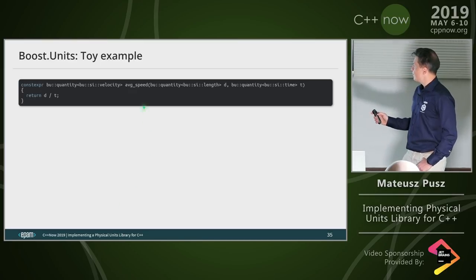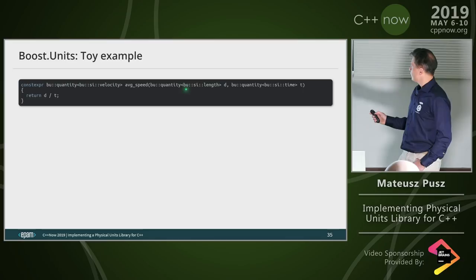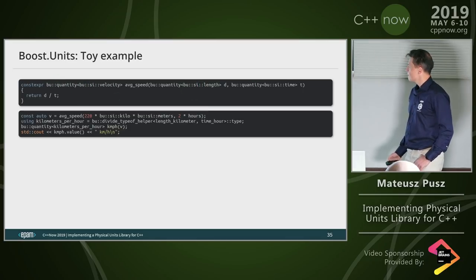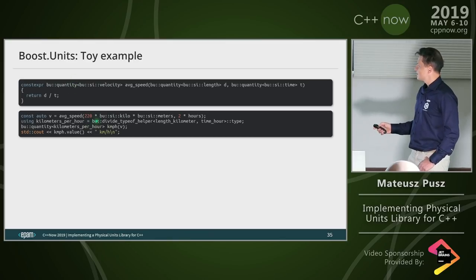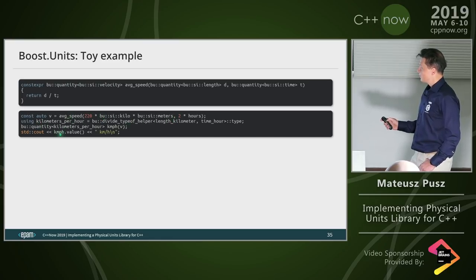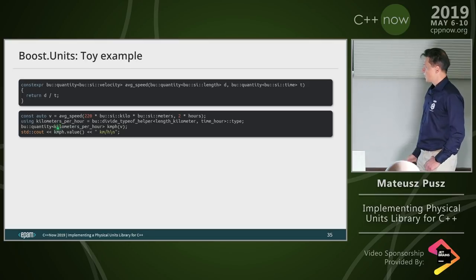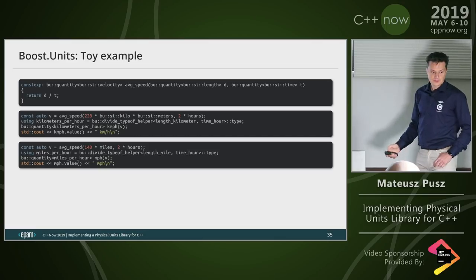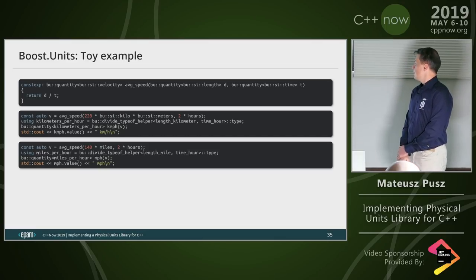So let's implement a simple example. We have average speed, length, time, velocity, doing the division, and doing our use cases. I put here result auto. Then I have to create kilometer per hour because it's also not there, and cast the result to kilometer per hour. The same for miles.